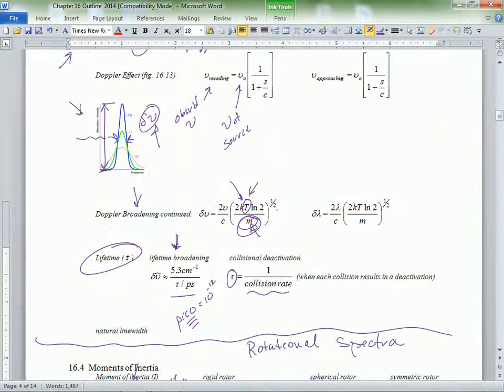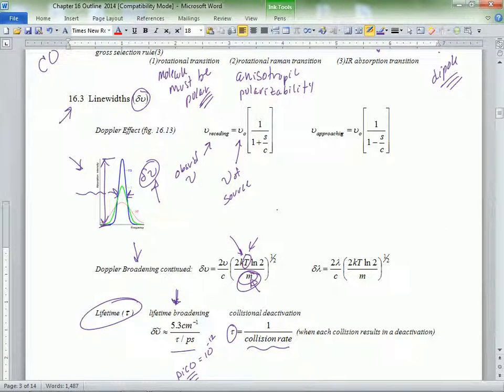I bet it might be easier just to take a look at this, because frequency is c over lambda. So what you could do is just write c over lambda receding equals c over lambda for the source, the initial, the 0. So then your c's cancel. Really, you just end up with 1 over wavelength receding equals 1 over lambda 0, if you want to save yourself a couple steps, but that looks more complicated.